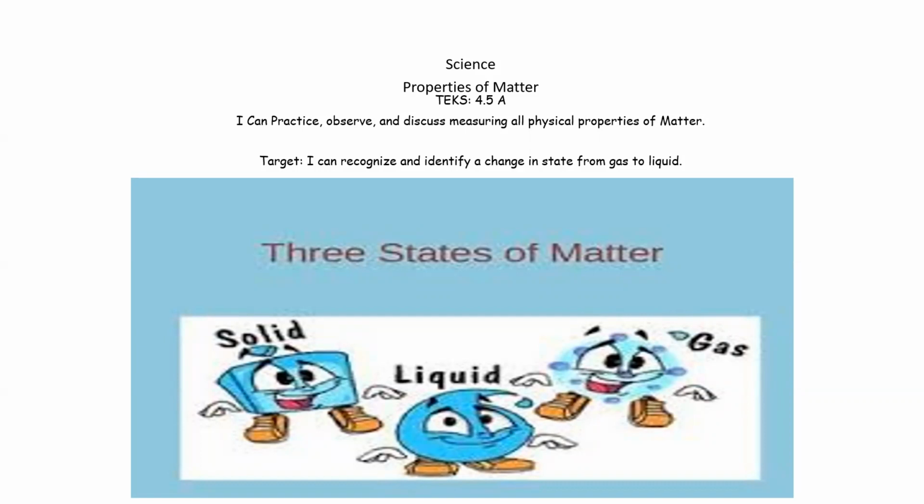So let's begin. As we discussed previously, there are three states of matter. You have solids, you have liquids, and you have gases. Now, also, did you know that matter can transform from one state to another? For example, you can have a liquid that transforms into a solid, or a liquid that transforms into a gas, or a gas that transforms into a liquid.